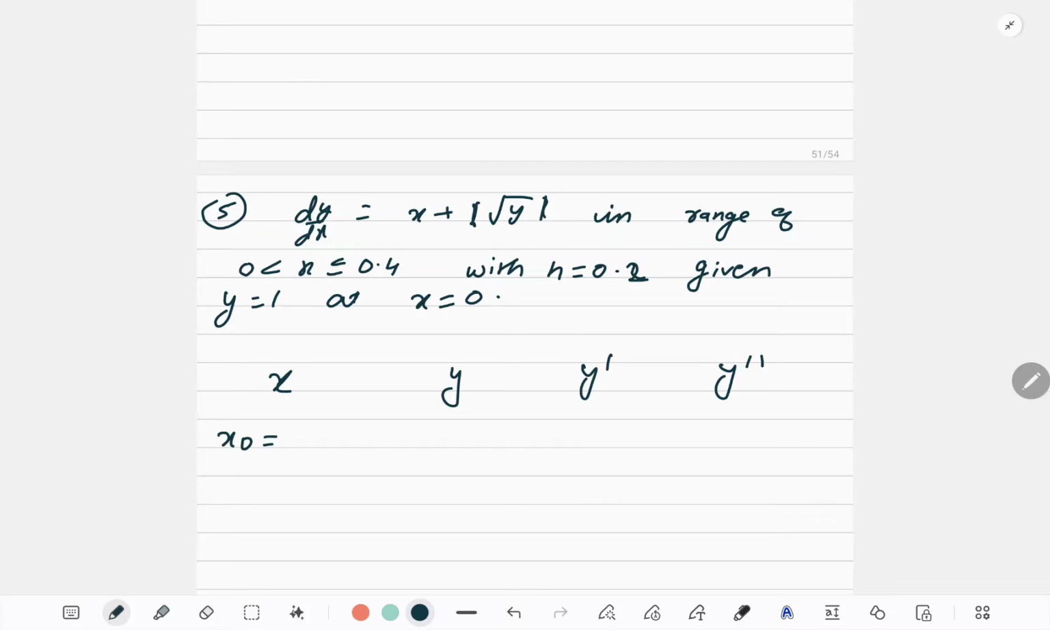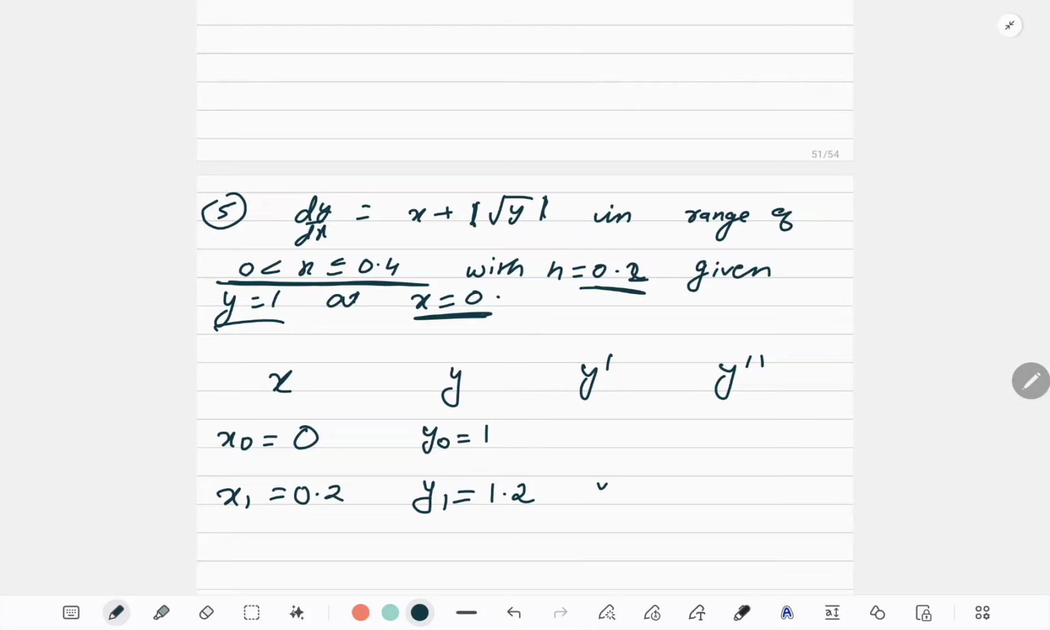Okay, so x0 in this question is equal to 0. Okay, and y0 is equal to 1. Now x1 is equal to, they are asking me to find out y in this range and h is equal to 0.2. So x1 is 0.2, right? So you use the Euler's formula to get the value of y1, which you will get as 1.2. Then modify this value. When you modify this value, you will get 1.2295. One more time, when you modify this value, you will get 1.2309. So this will be my final value of y1.